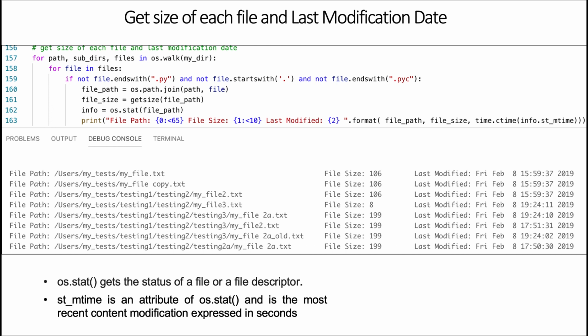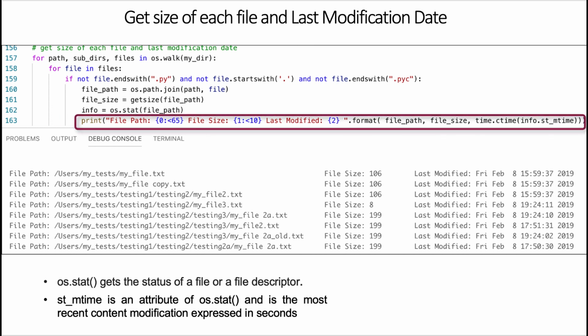So we saw that in the previous example, intelligently joining the path to the file name. file_size equals getsize. So the os.path.getsize we're using here. We haven't seen that before. And we're passing it the file path, the join between that path statement and the actual file, each file that we iterate over. And all os.path.getsize does is return the size in bytes of the path that it's presented with. Then info equals os.stat, and we're passing that file_path. So we haven't seen os.stat. os.stat, again from the os module, gets the status of a file or a file descriptor. And an attribute of os.stat we're going to use is st_mtime, and that tells us when the file was last modified.